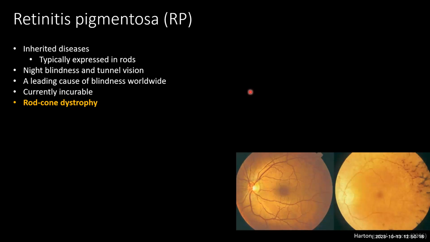A number of mechanisms have been hypothesized to explain secondary cone loss, and these are complementary mechanisms, but we don't know which of these are most important.